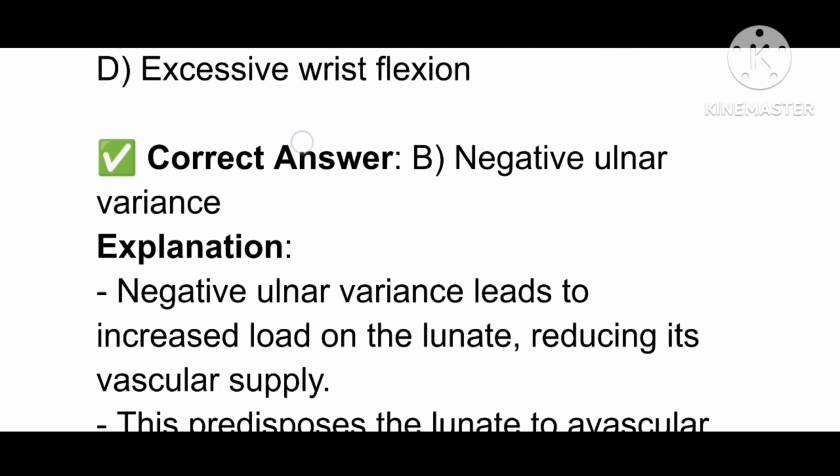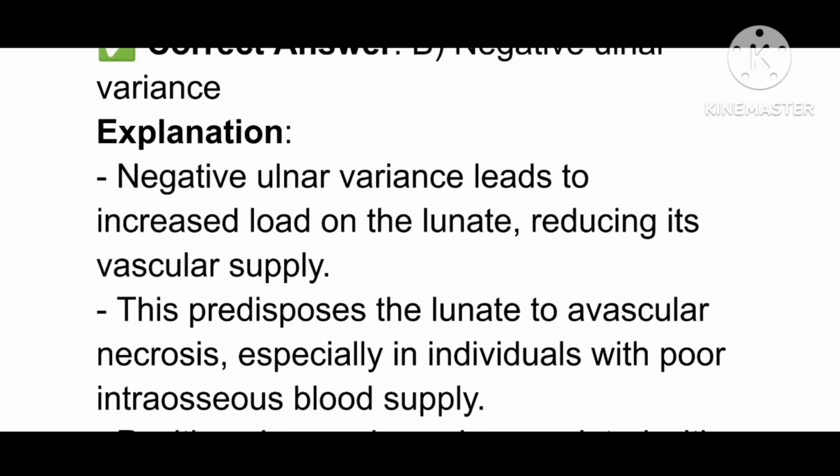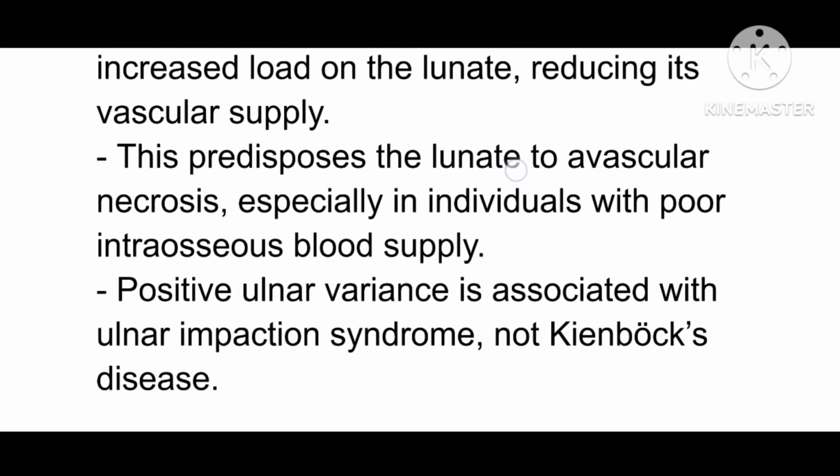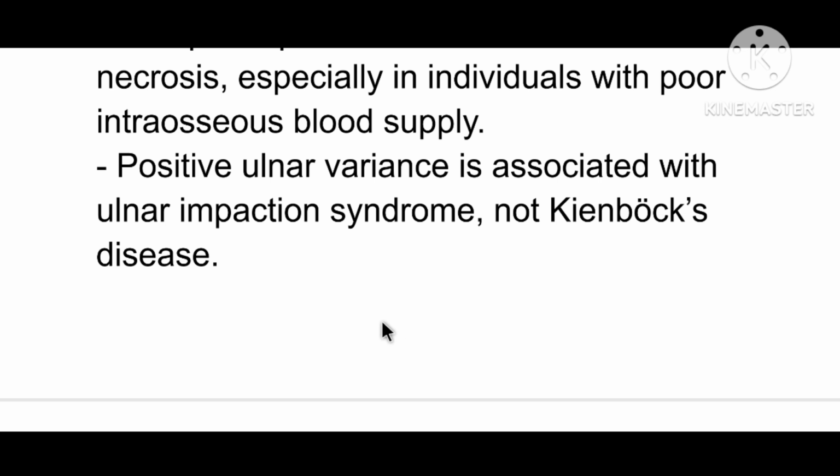Okay, now explanation. Negative ulnar variance leads to increased loads on the lunate, reducing its vascular supply. This predisposes the lunate to avascular necrosis, especially in individuals with poor intraosseous blood supply. Positive ulnar variance is associated with ulnar impaction syndrome, not Kienbock disease.